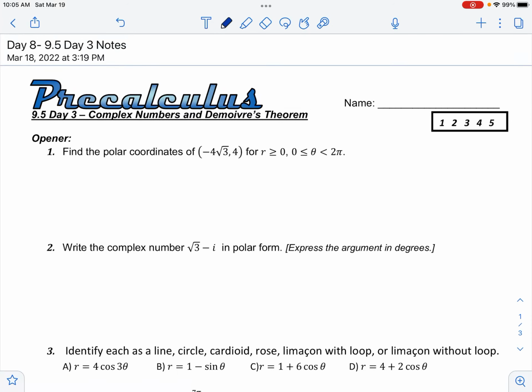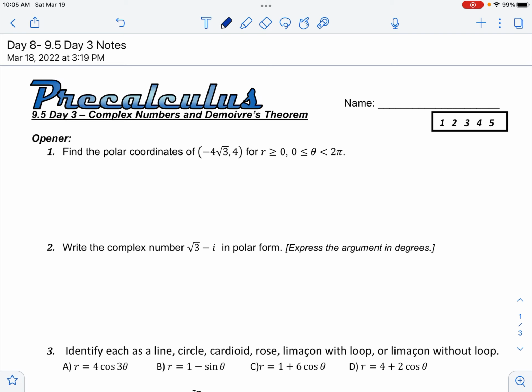All right, so this is 9.5 day 3, which is complex numbers in DeMoivre's theorem. These notes start with an opener. So you can go ahead and pause the video and try the opener yourself, and then just fast forward through to check your answers, or if you need help with these, you can watch this part.